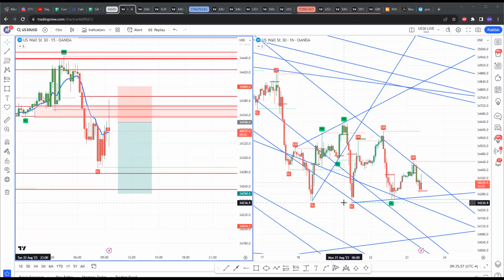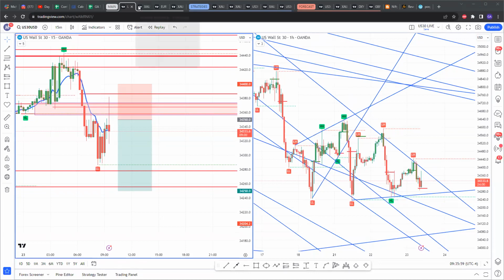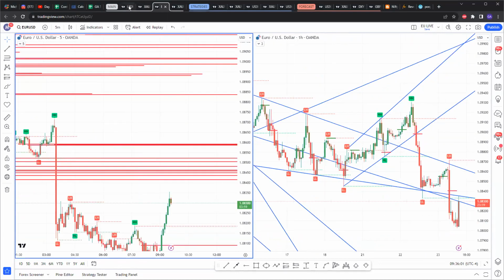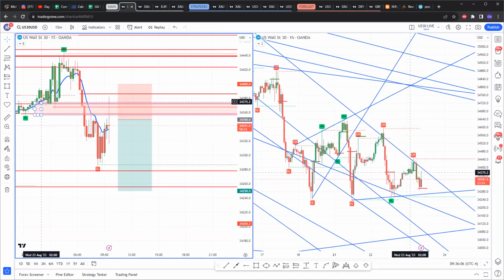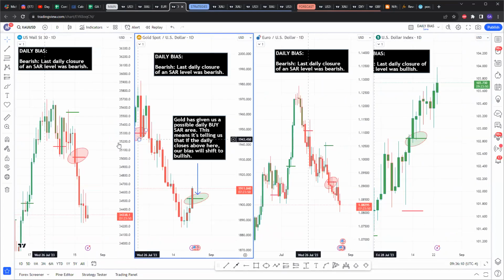And as usual, doing analysis for US 30, gold, and EU. So I'm still holding a small US 30 sell, but this is the entry that I'm waiting for on the, you can see on the 15. Okay, so if we start on the daily, let's first start here.